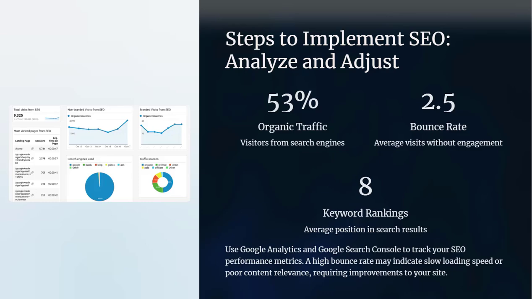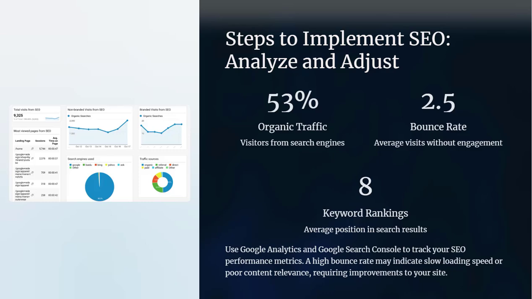For example, 50% of organic traffic from the search engine, right? So organic traffic is a key metric to track, as it shows how many visitors are coming to your site from search engine. Bounce rate is another important metric. It tells how many visitors are leaving your site without engaging further. For example, 2.5% bounce rate, right?